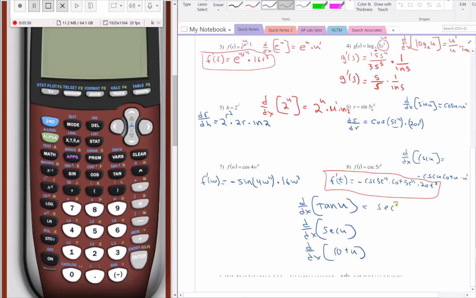This one's going to be secant squared u times u prime. This one's going to be secant u tangent u times u prime. And this one's going to be negative cosecant squared u times u prime. All right, good luck on this one. I hope this video helps.